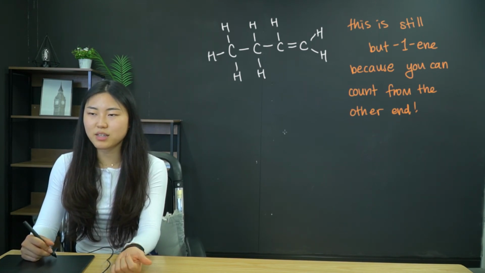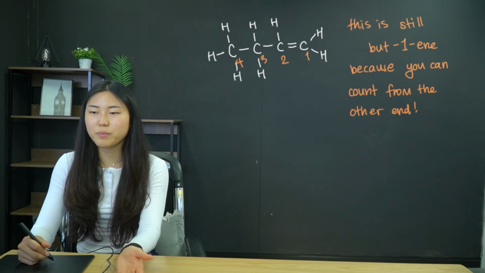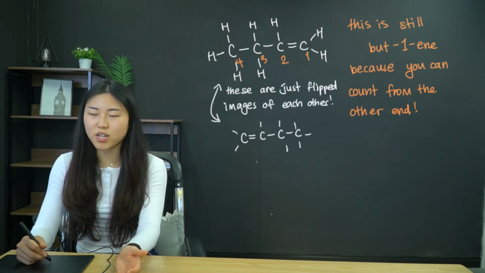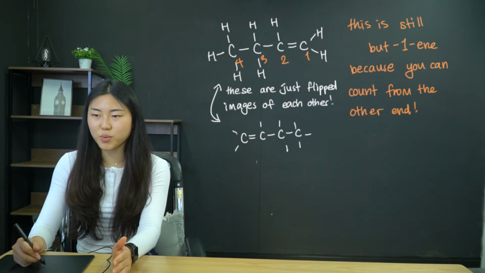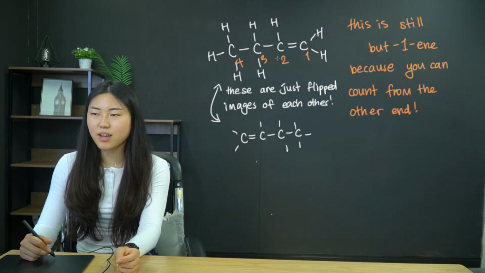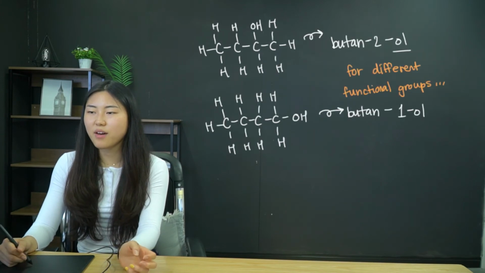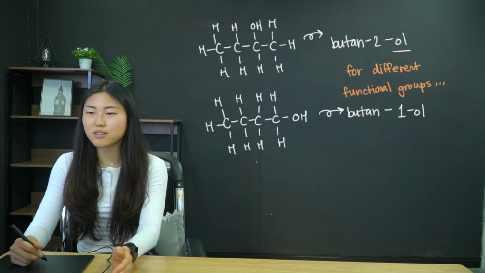It's just basically a flipped image of this structure below, okay? So they're the same thing. But-1-ene, that's but-1-ene, that's but-1-ene, right? Be careful. And if we have different functional groups, it's kind of the same.